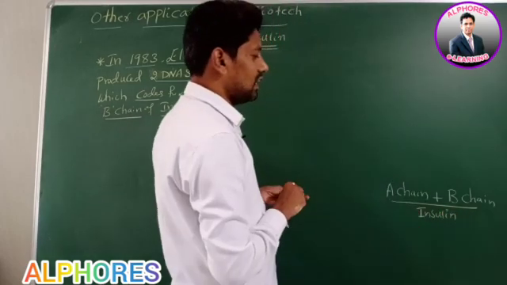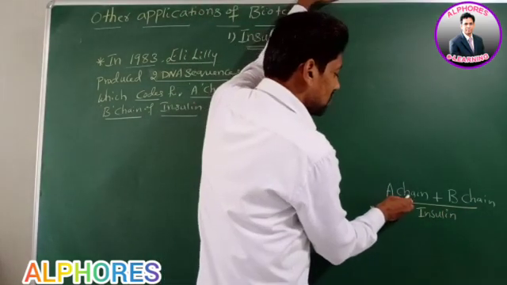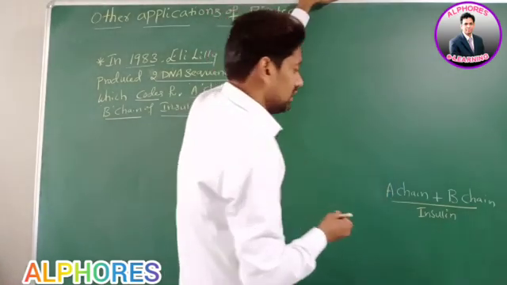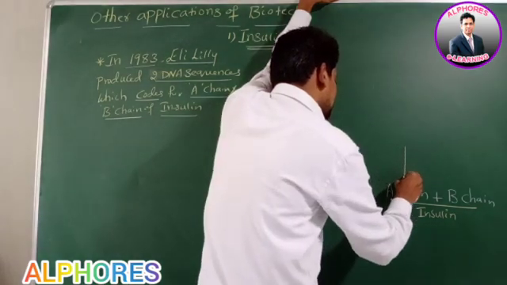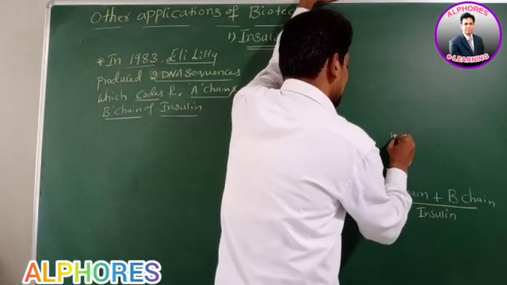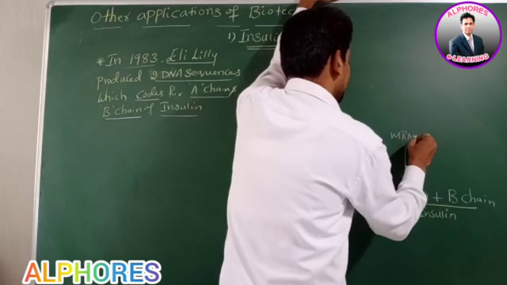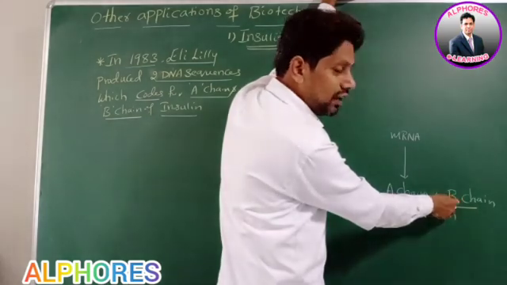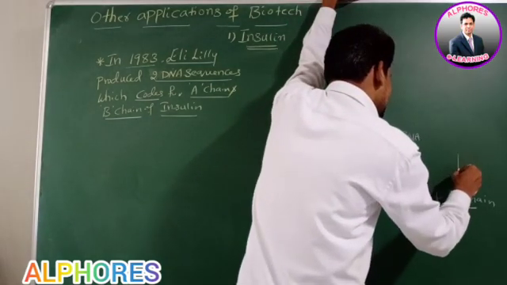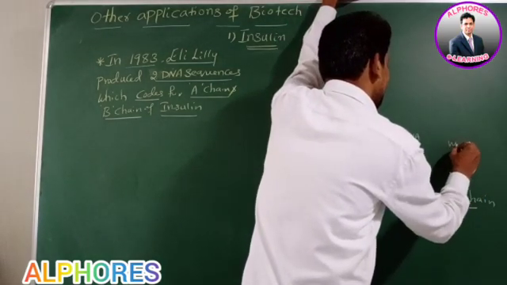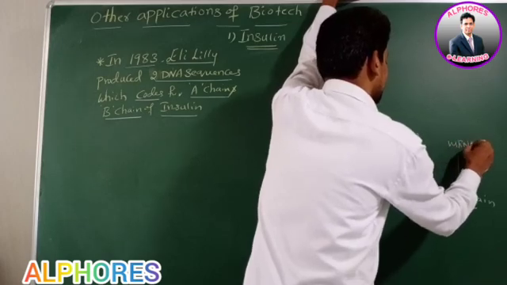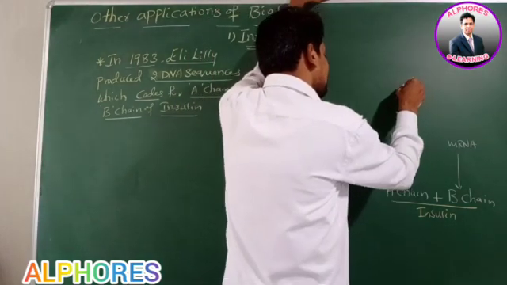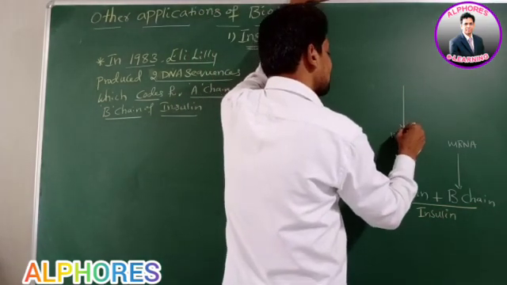Together forms what, sir? Insulin. A chain is a peptide chain. Peptide means nothing but protein. A protein is synthesized from where, sir? It is synthesized from mRNA. B peptide chain, peptide means protein. Protein is synthesized from mRNA, by which process? Translation process. Now you tell me, how is this mRNA synthesized?